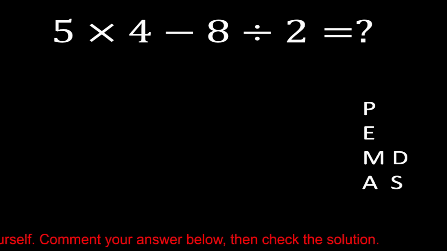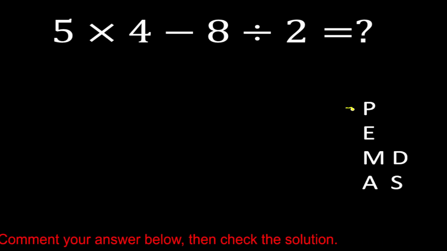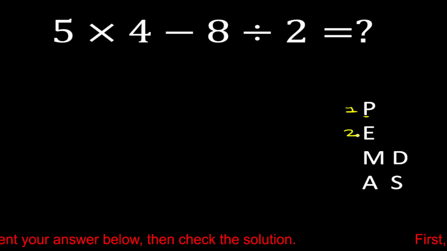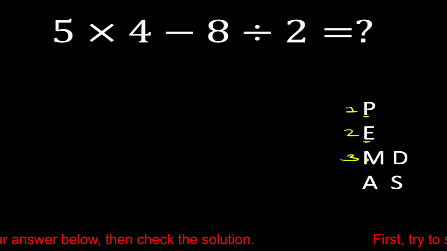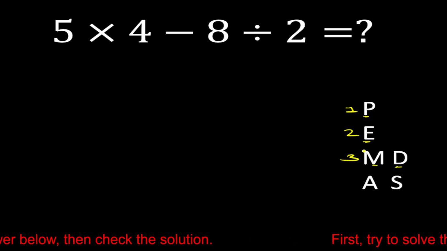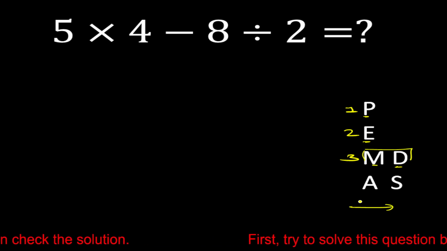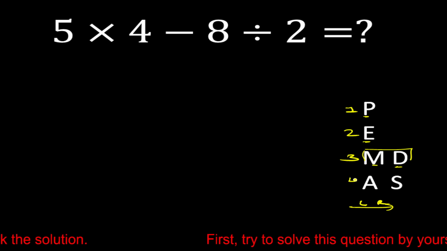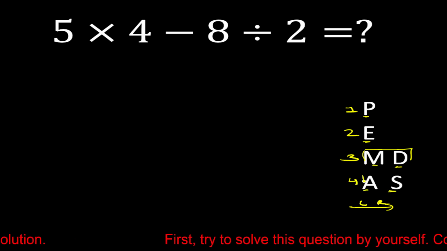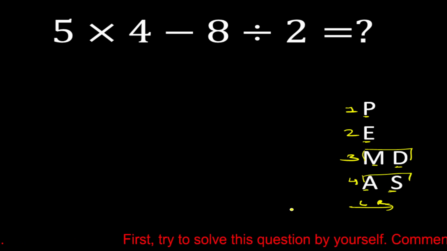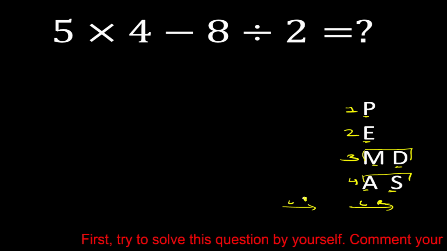According to PEMDAS, the first priority is parentheses, the second priority is exponents, and the third priority is multiplication and division. Here, multiplication and division both have equal priority, so we have to solve them from left to right. The fourth and last priority is addition and subtraction. Addition and subtraction both have equal priority, so we have to solve them from left to right.